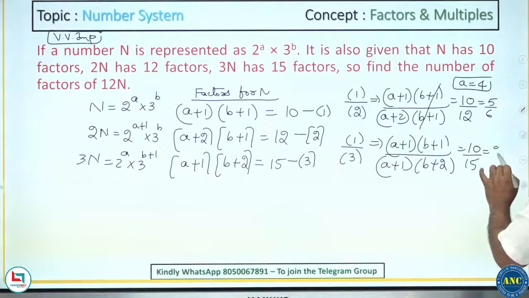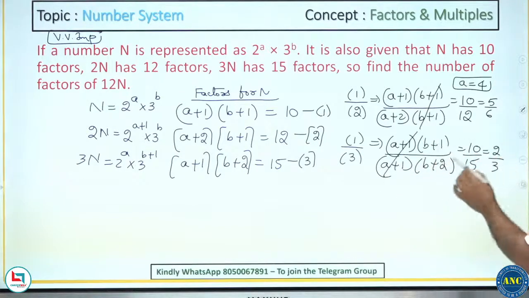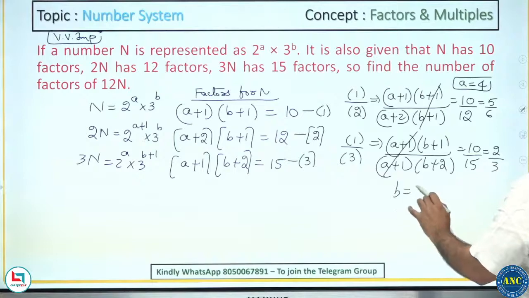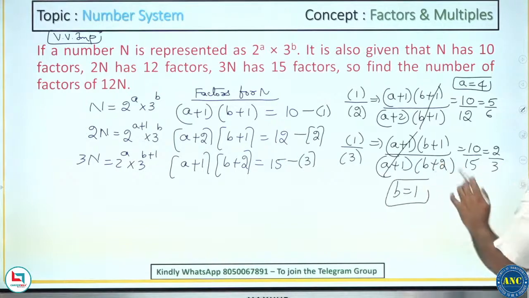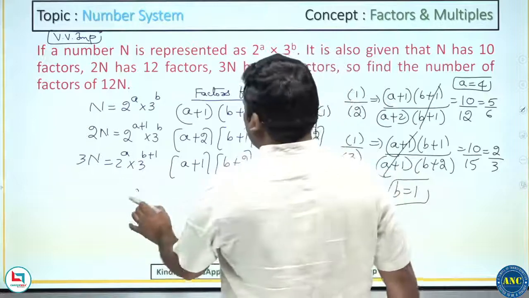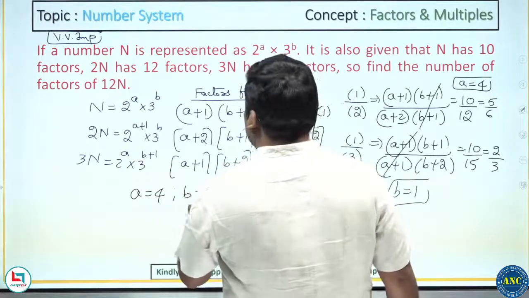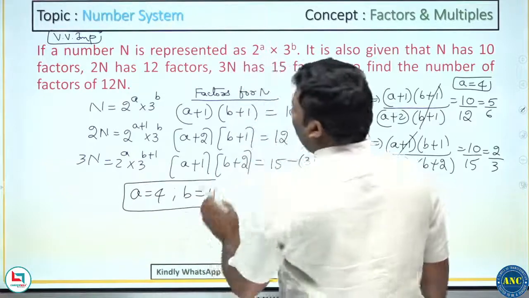10 by 15 is 2 by 3. These cancel. b plus 1 is 2. b plus 2 is the next natural number after b plus 1. So b value will be 1. 1 plus 1 is 2, 1 plus 2 is 3. That means a value is 4 and b value is 1.